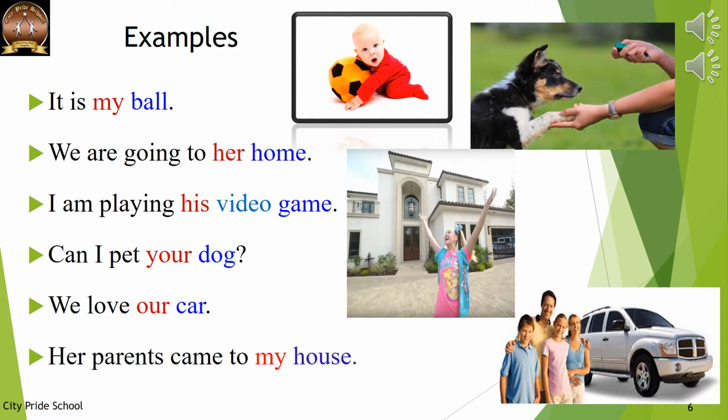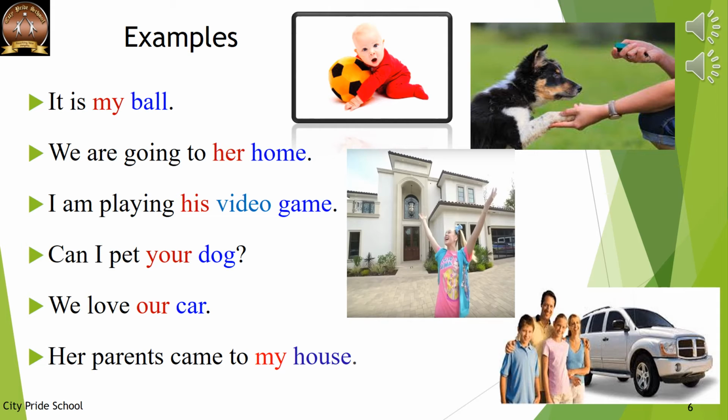It is my ball. So when I say whose ball? My ball. So my is a possessive adjective and it has a noun after it. After my, you have ball as a noun. We are going to her home. Whose home? Her home. I am playing his video game. Whose video game? His video game.